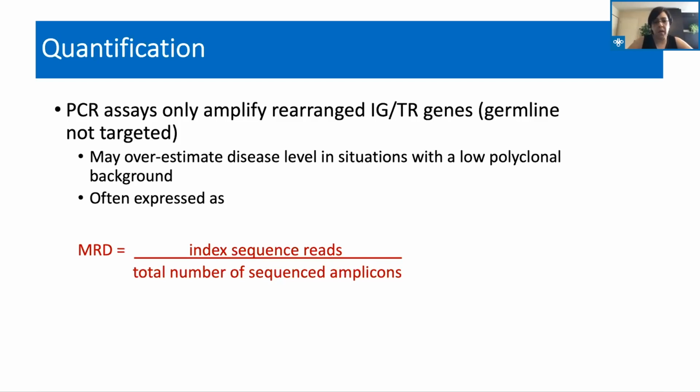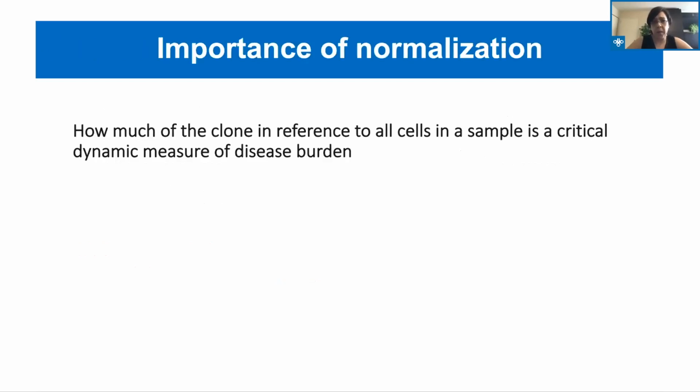So if you express the data by the number of index sequence reads, which are the reads associated with the malignancy, compared to the number of rearranged or sequenced amplicons, then you're going to end up with a completely different number than you would with flow. So this brings us to the importance of normalization and how much of the clone you actually have. This is important because how much of the clone in reference to the total cells in the background is critical as a dynamic measure of disease burden.